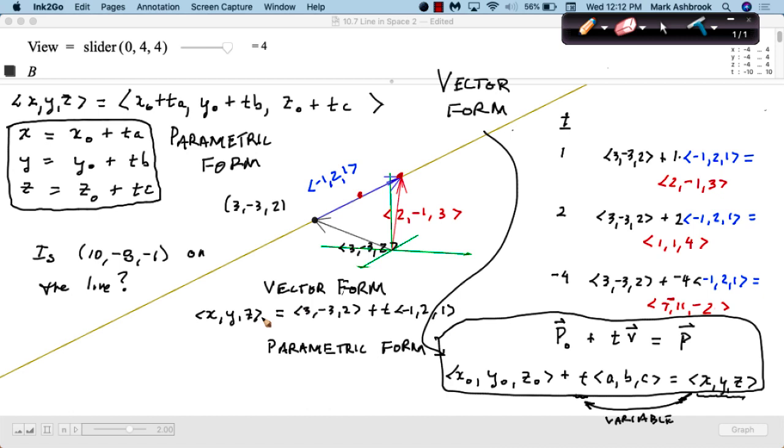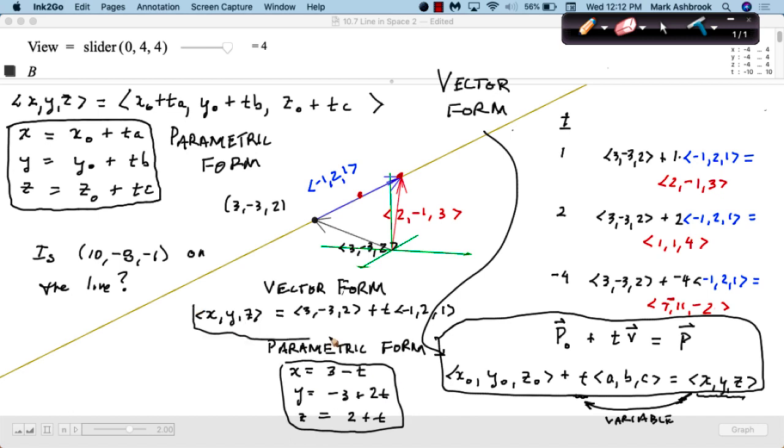And then our parametric form is x equals 3 minus t. y equals -3 plus 2t. z is 2 plus t. Very good. Okay, so that's our particular line that we worked on.